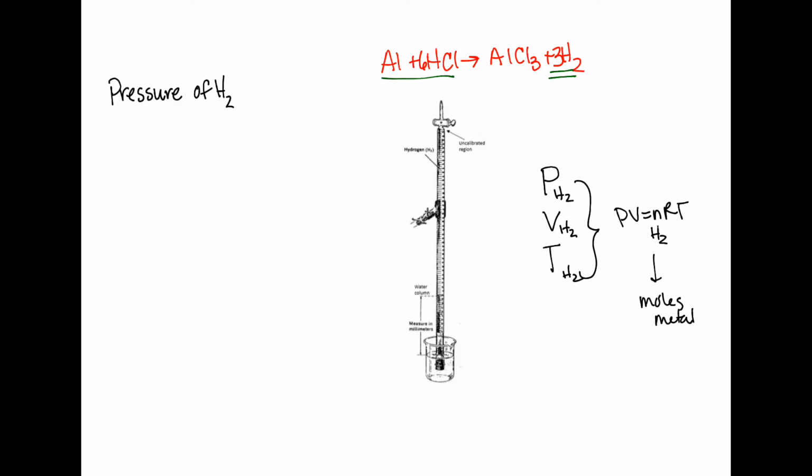To find the pressure of the hydrogen gas that we've collected up here in the top of the burette, there's a couple things that we need to think about. First is that we are hoping that it is in equilibrium with our atmospheric pressure. That doesn't always happen exactly because sometimes the water level here is not the same as the water level in the beaker.